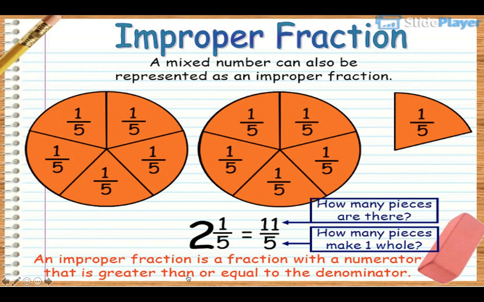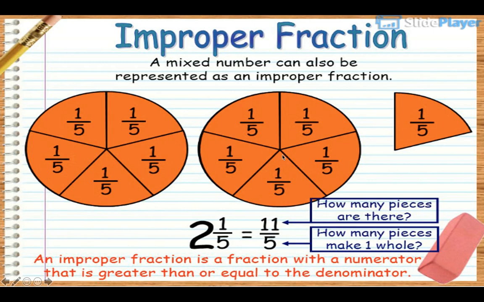So here we have improper fractions. It says a mixed number can also be represented as an improper fraction. That's where I told you that the two are equal or equivalent. Okay, so it says here I have 2 1/5. Well, 2 1/5 is really the same as saying 11/5. Okay, because 1, 2, 3, 4, 5 pieces represent one whole.